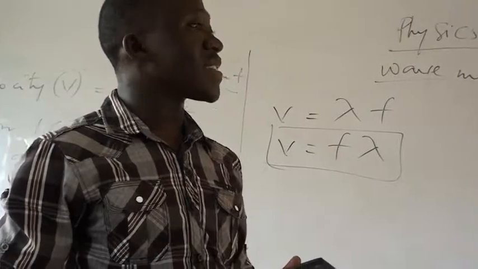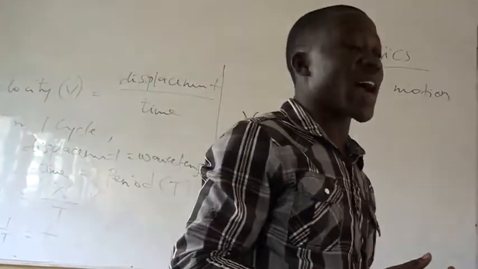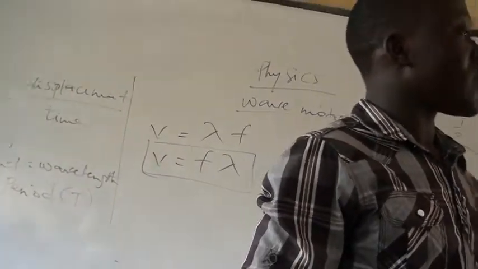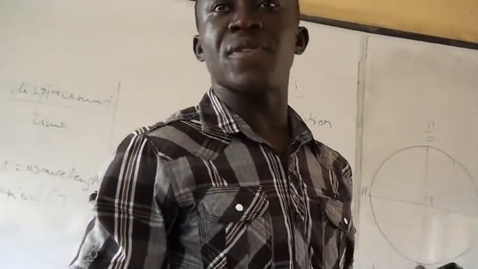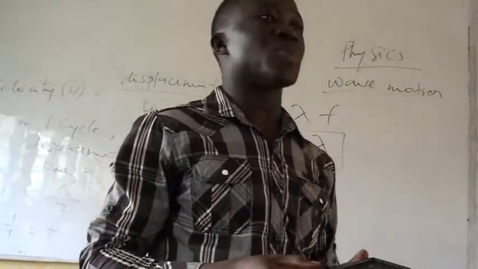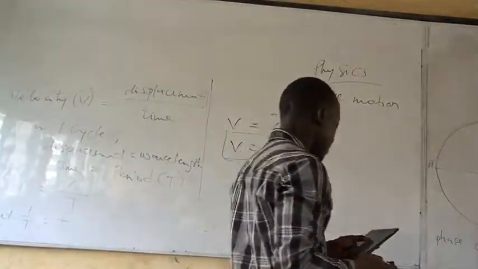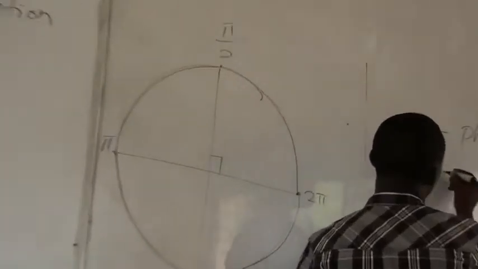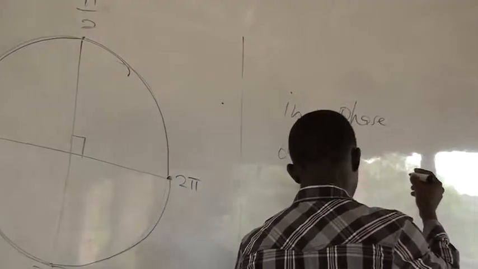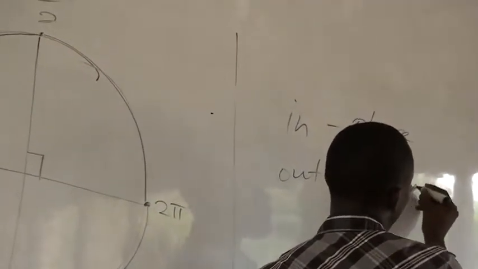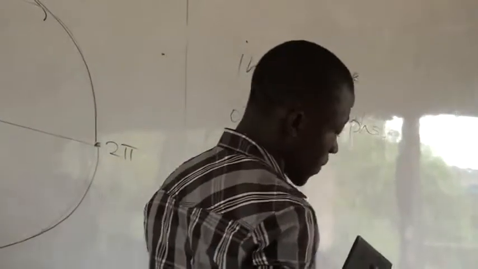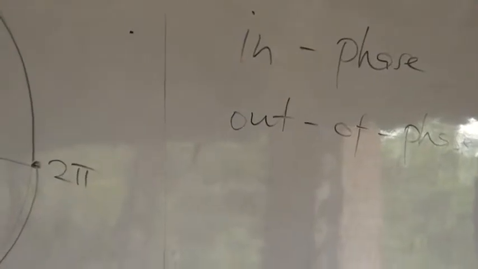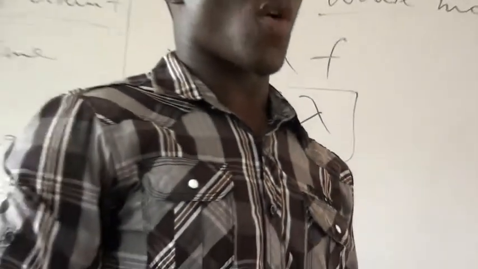And then vibrations with different phase angles. Vibrations with different phase angles are said to be out of phase.